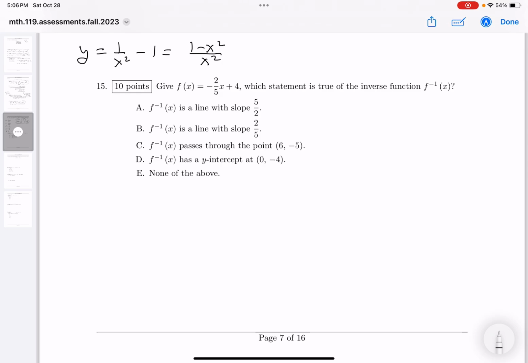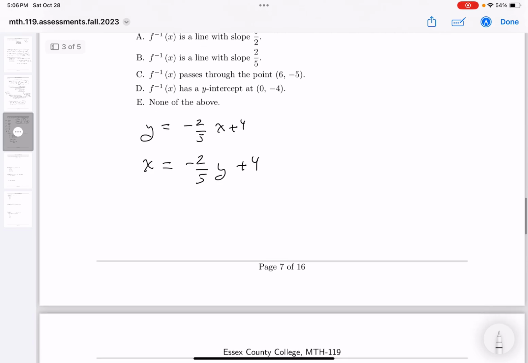It's another inverse problem, but it may seem like a confusing question to you. So let's take a look at it. And what's nice about this function is it's a line. It's certainly invertible. And what I know about it is that it's easy to find its inverse. So I'll put y equals minus 2/5 of an x plus 4. Change x and y, you get x equals minus 2/5 y plus 4. Multiply both sides by 5, you get 5x equals minus 2y plus 20. What do you do now?